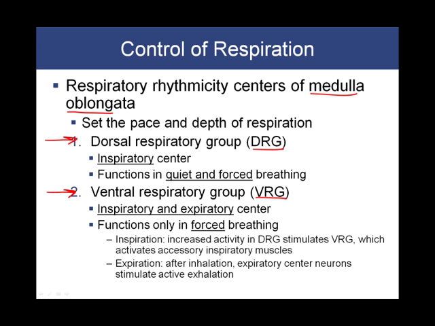In quiet breathing, what muscles are active? Only the inspiratory muscles. In forced breathing, what muscles are active? The inspiratory and expiratory muscles as well. So the ventral respiratory group is only going to function in forced breathing. The dorsal respiratory group, both quiet and forced. And again, that's because in quiet and forced breathing, there always has to be active inspiration. In quiet breathing, you don't use any muscles in order to expire or exhale, so the ventral respiratory group is not used.